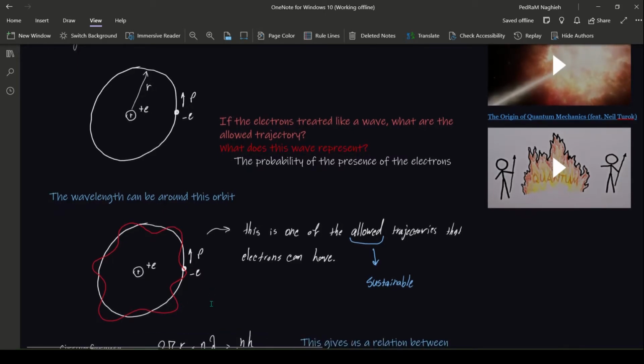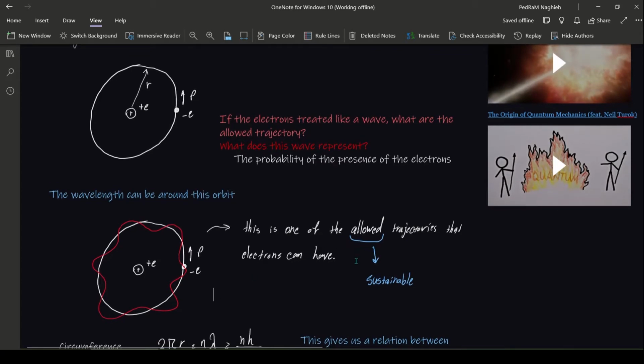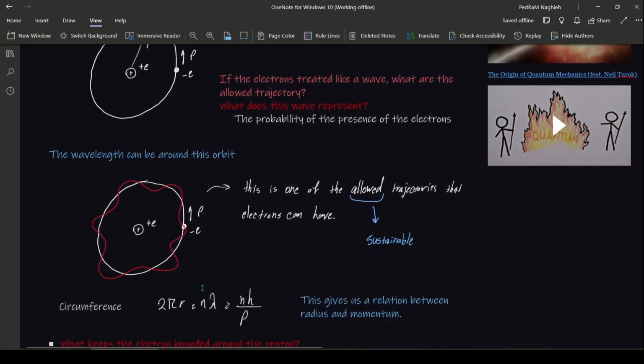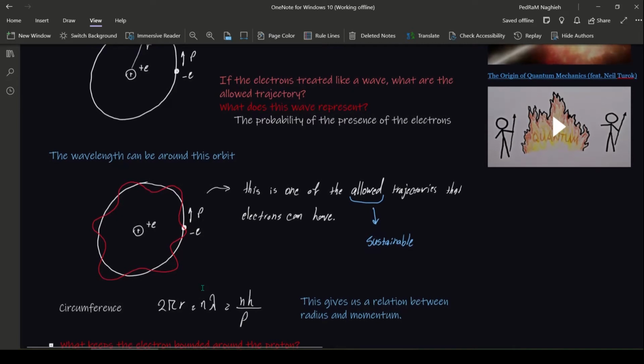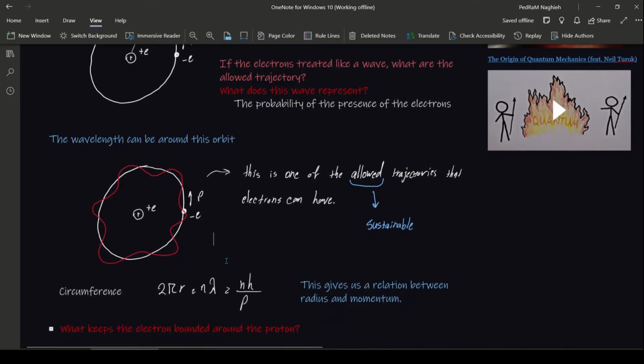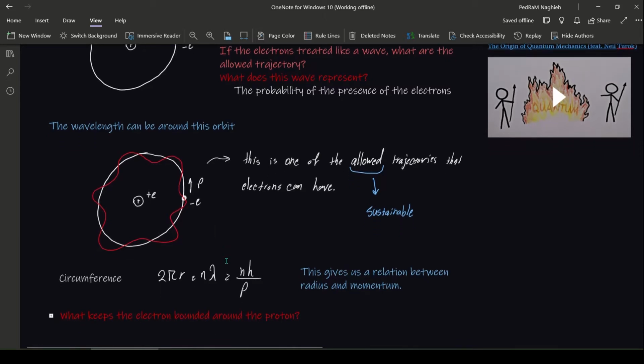Alright. This allowed trajectory is sustainable. This is stable. So if this is stable, that means we have some unstable trajectories and places. To calculate that and get a sense of that, let's get into some mathematical calculation.